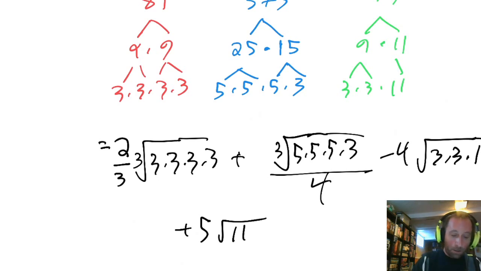Okay. Starting with the first term. This is a cube root, so I want to see if any factor occurs inside the cube root 3 times, and it does. So 3, 3, 3. So we're going to move one of these out in front of the cube root. And I can see that this 3 is going to simplify with the 3 in the denominator. So for that term, I'm going to end up with 2 times the cube root of 3.